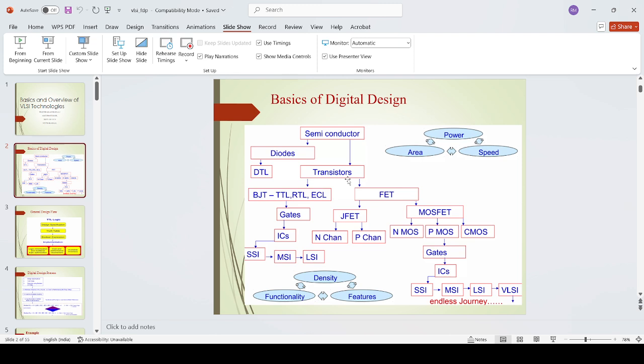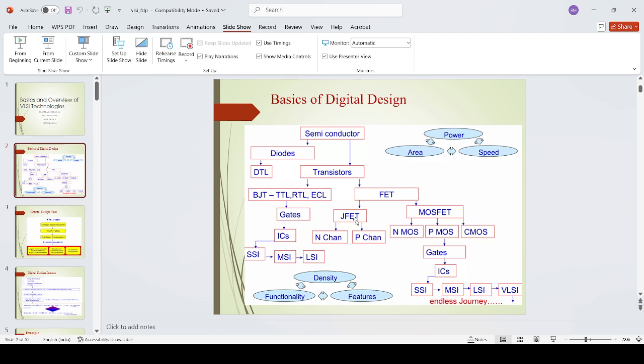So from that we are going to design the logic gates, and from that we are going to design the ICs, in which we are going to combine millions or billions of transistors on a single chip. And if we use the FET as a basic component, then here we have two different types of FETs. They are JFET and MOSFET. If we see the abbreviations, they are junction field effect transistor and metal oxide semiconductor field effect transistor.